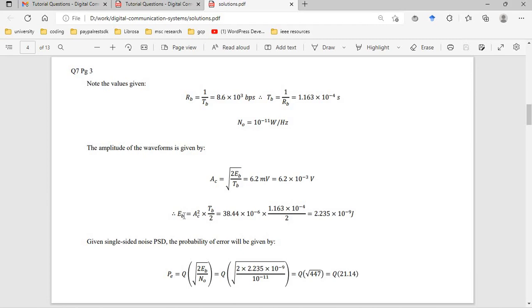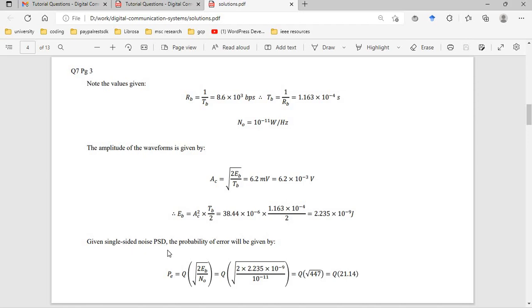So E_B, which is the energy per bit, is equal to the amplitude squared multiplied by the bit duration divided by 2. Our amplitude is 6.2 times 10^-3 volts. Then you square that, you get 38.44 times 10^-6. Then you multiply by the bit duration divided by 2, and you end up with 2.235 times 10^-9 joules.